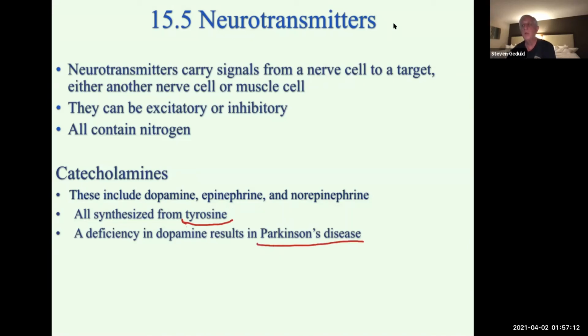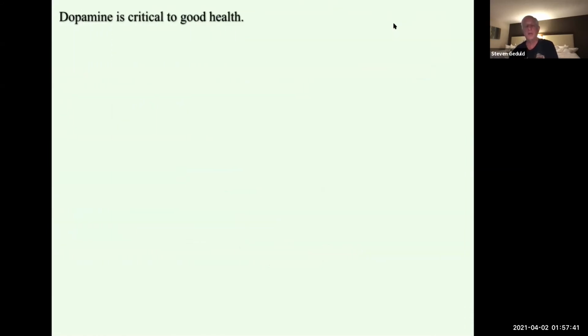It is a decrease in the body. So you think you just give the patient dopamine and that would fix the Parkinson's. No, it doesn't work like that, because dopamine cannot cross what's called the blood-brain barrier, but we'll get into that in just a second here. Too much dopamine is associated with schizophrenia. So too little dopamine, you get Parkinson's. Too much dopamine, you get schizophrenia. Okay, so you want just the right amount of dopamine in your body. Dopamine is critical to good health, which you can see.